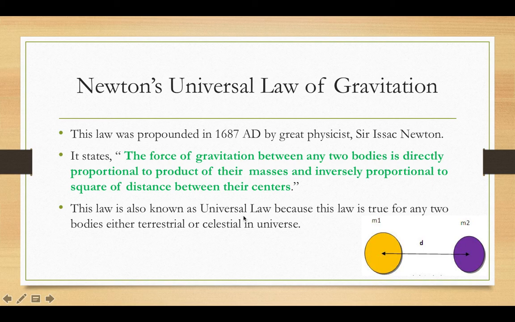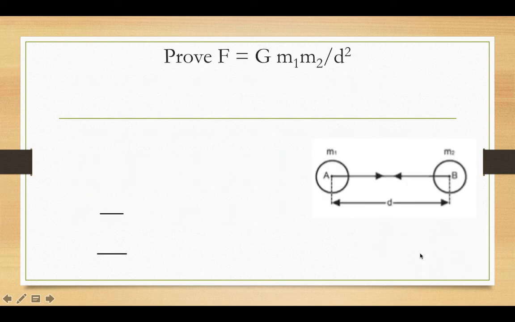This law is also known as universal law. The reason is that this law is true for any two bodies, either terrestrial or celestial in universe. Now we have to prove formula F equal to G m1 m2 by d square. So this is the figure. This is the body whose mass is m1, and this is another body whose mass is m2, and from the center we take the distance, and distance is d, and the force of gravitation that arises from the center of two bodies is F.